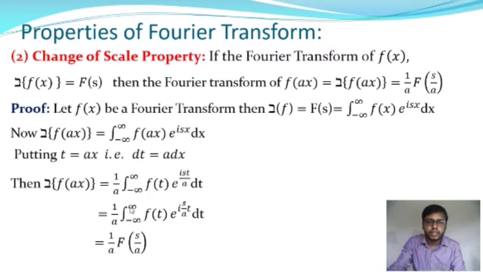From this integration we will get 1 by a into the integration minus infinity to plus infinity f of t into e to the power i into s by a into t into dt, okay. So this is the Fourier transformation of the function f at s by a, okay. So therefore zeta of f of ax is equal to 1 by a into F of s by a. So F of s by a is the Fourier transformation of the function at s by a. So this property is called the change of scale property.